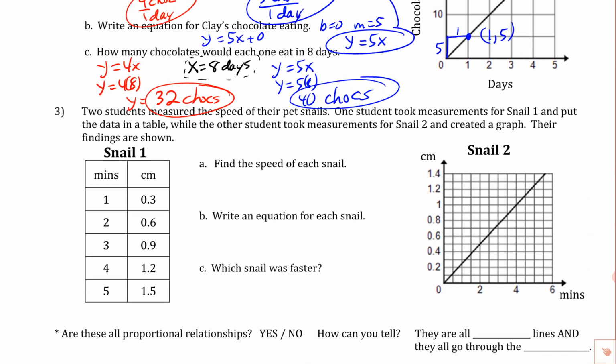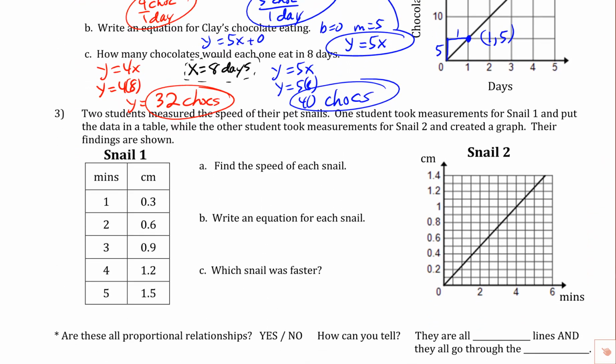So let's take a look at number 3. It says, 2 students measured the speed of their pet snails. I guess some people have pet snails. One student took measurements for snail 1 and put the data in a table, so we've got some numeric data right here, while the other student took measurements for snail number 2 and created a graph. So we've got the graph for snail 2, some graphic information here. Their findings are shown, and it says, find the speed of each snail.